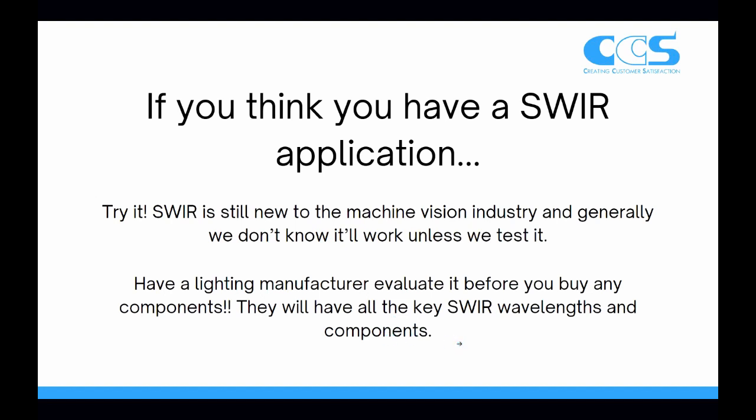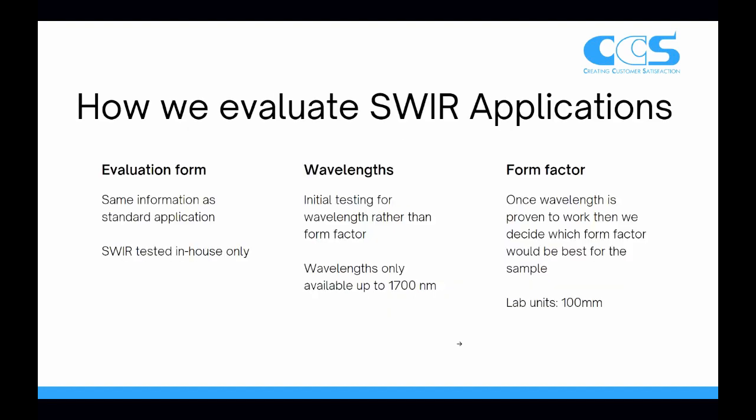I do recommend having a lighting manufacturer evaluate it before you buy the components. I say this because a camera manufacturer might have some SWIR lights, but it's easier for a lighting manufacturer who does have the SWIR lights to get a SWIR camera. So, for example, we have a SWIR camera and a variety of lights to test our applications. When we evaluate SWIR applications, we fill out the same evaluation form where we figure out what your setup is and try to recreate that as best we can. And then we ask you to send the sample to us, and we'll test the wavelengths that we have.